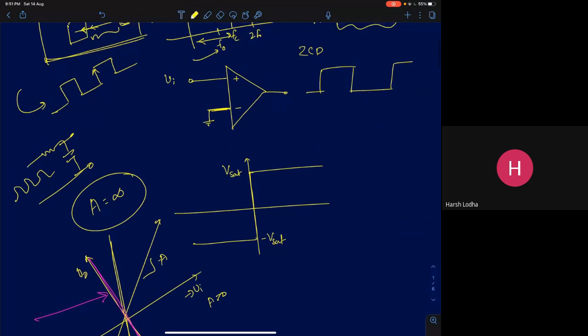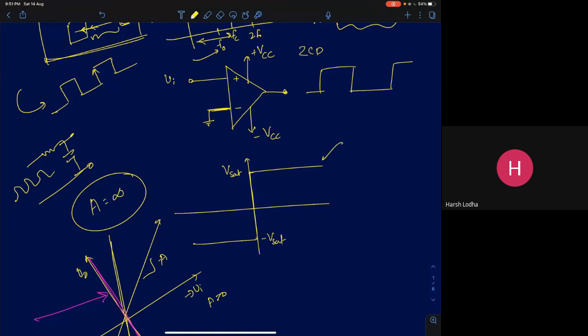Most practical operational amplifiers, at least the older versions, used to use dual supplies. So there will be a positive supply called plus VSAT or VCC. Let's call it plus VCC, and there will be a negative supply minus VCC. Which means you cannot exceed VCC and you cannot go lower than minus VCC. The output of the op-amp, on the other hand, typically will go very close to VCC. That's called the upper saturation voltage. We are going to call it VSAT. So this is the positive saturation voltage.